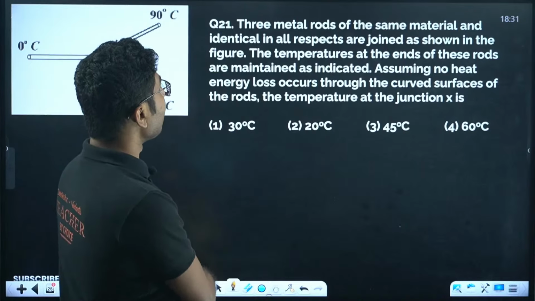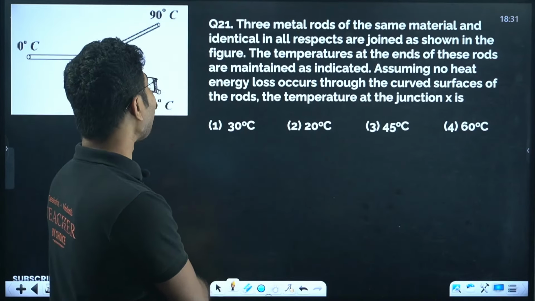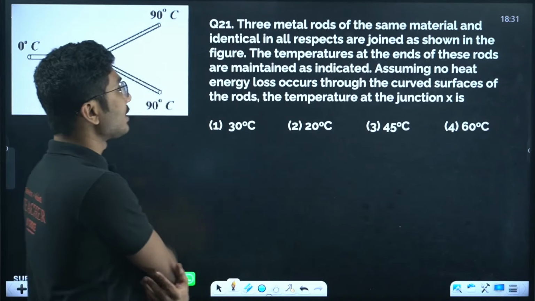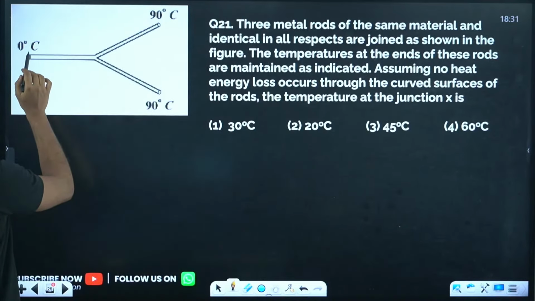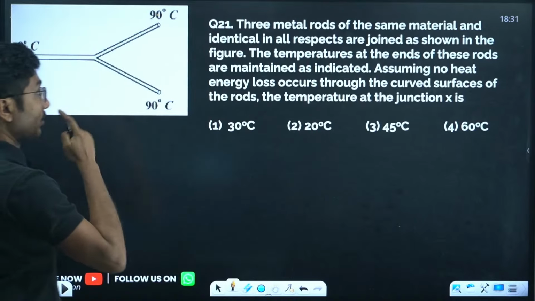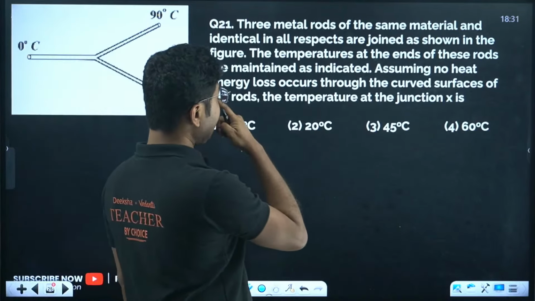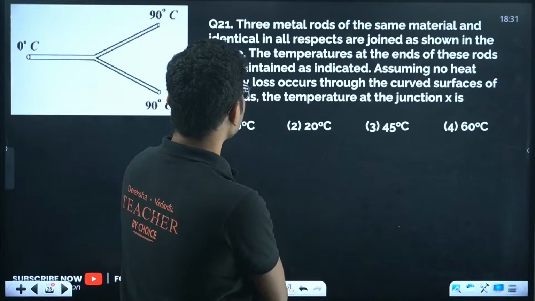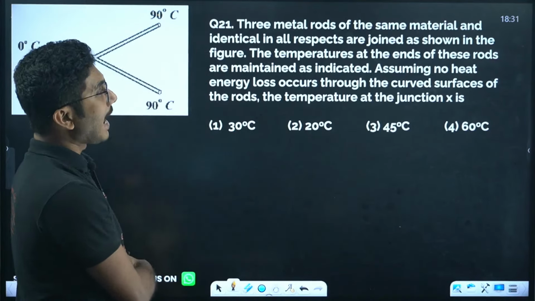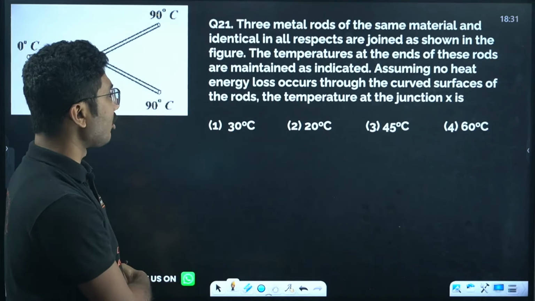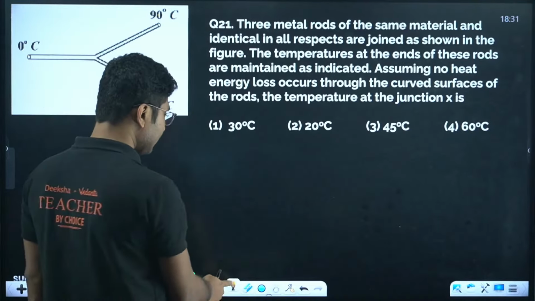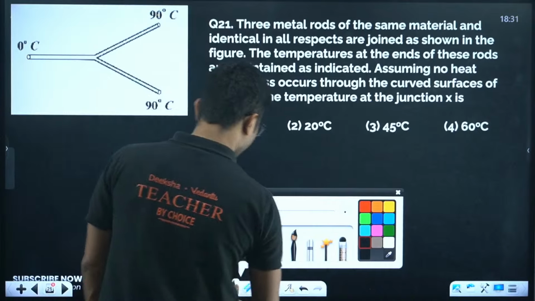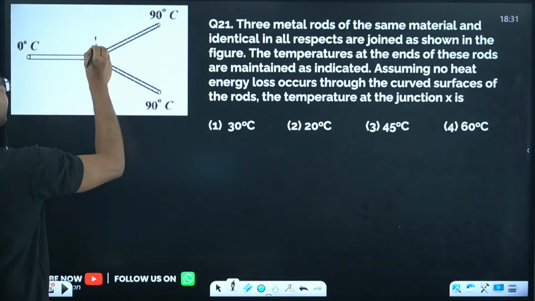Now, 3 metal rods of the same material and identical in all aspects are joined as shown in the figure. So here we have 3 rods, with temperatures 0, 90, 90. The temperature at the end of the rods are maintained as indicated, assuming no heat energy loss occurs through the curved surfaces of the rods. The temperature of the junction is? So here we have to find the temperature of this junction, which is T.